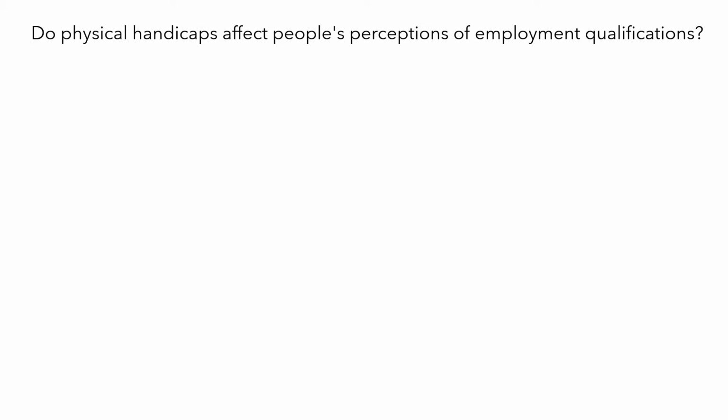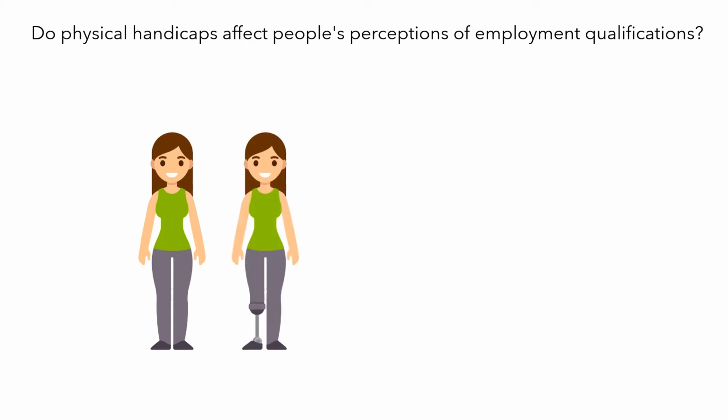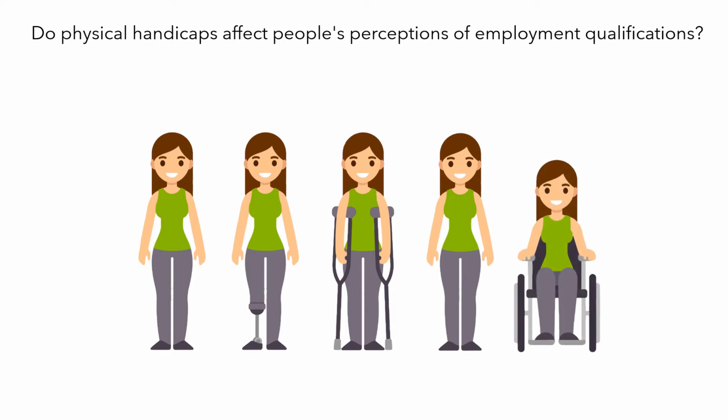Researchers have wondered whether physical handicaps affect people's perceptions of employment qualifications. In one study, the researchers prepared videotaped job interviews using the same actors and script each time. The only difference was that the job applicant appeared with different handicaps: leg amputation, crutches, hearing impairment, or wheelchair confinement. 70 people were randomly assigned to view one of the videotapes, and then they were asked to rate the candidate's qualifications on a 1 to 10 scale, with higher scores indicating they felt the candidate was more qualified.